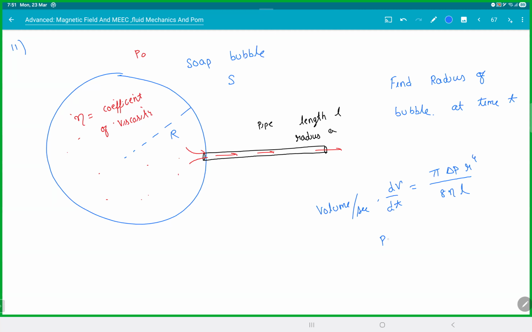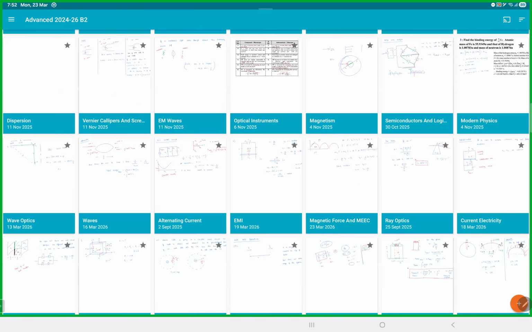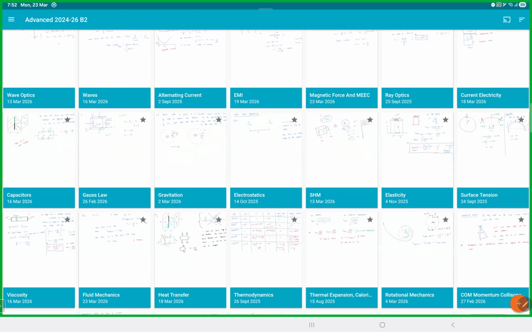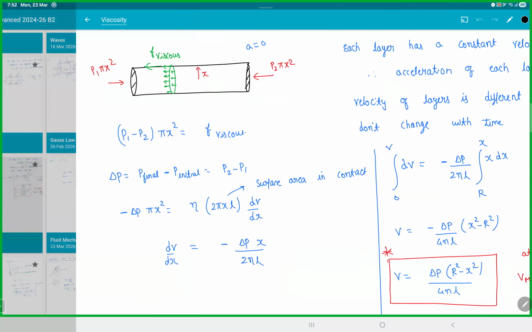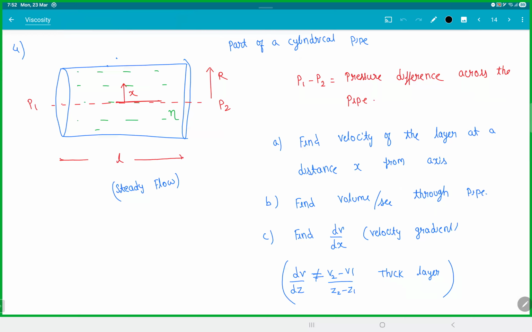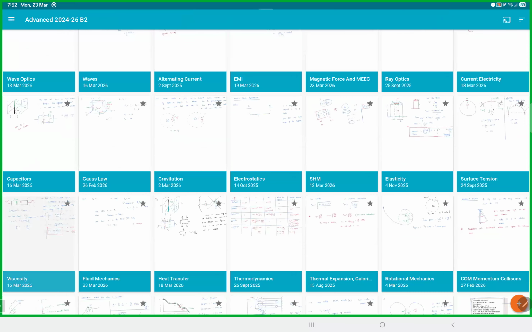Poiseuille's equation. In case you don't remember this, you should definitely check out the viscosity notes. We have derived this also. That derivation itself is a pretty good advanced paragraph. You should check out the derivation for Poiseuille's equation. This was the derivation there. Page 14, viscosity.